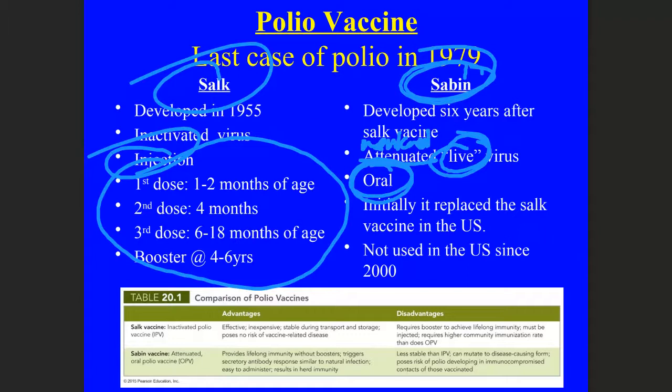Because what happens, and it's rare, okay, it's rare, but there have been cases where the virus that they were given reverted back to its pathogenic form and started causing polio in these individuals. So currently in the United States, we typically give the Salk vaccine.